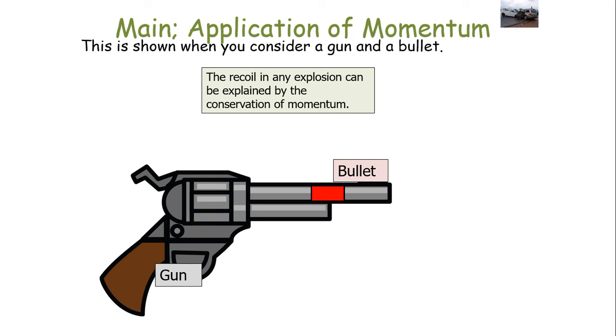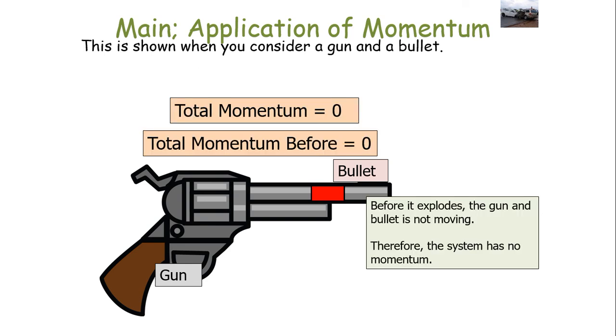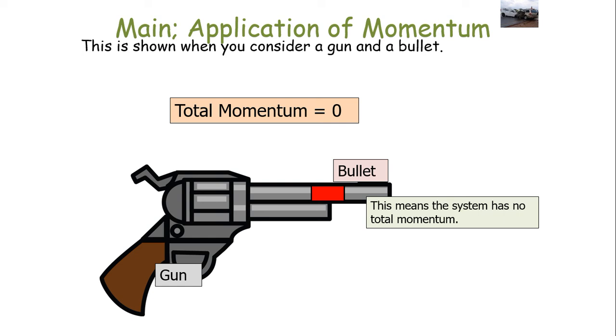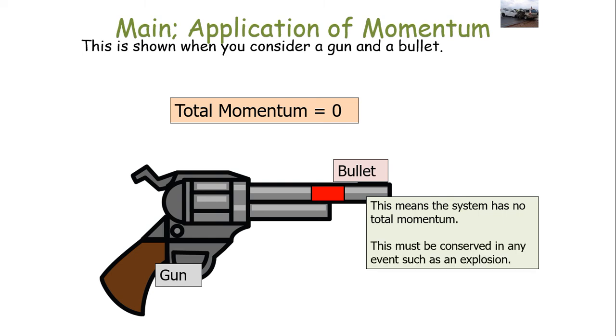So let's consider a gun and the bullet. The total momentum before, because the gun and the bullet are not moving before the explosion, must be 0. So the total momentum before the explosion is 0, so the total momentum after the explosion must be 0. So currently our system has no total momentum, so it must be conserved.